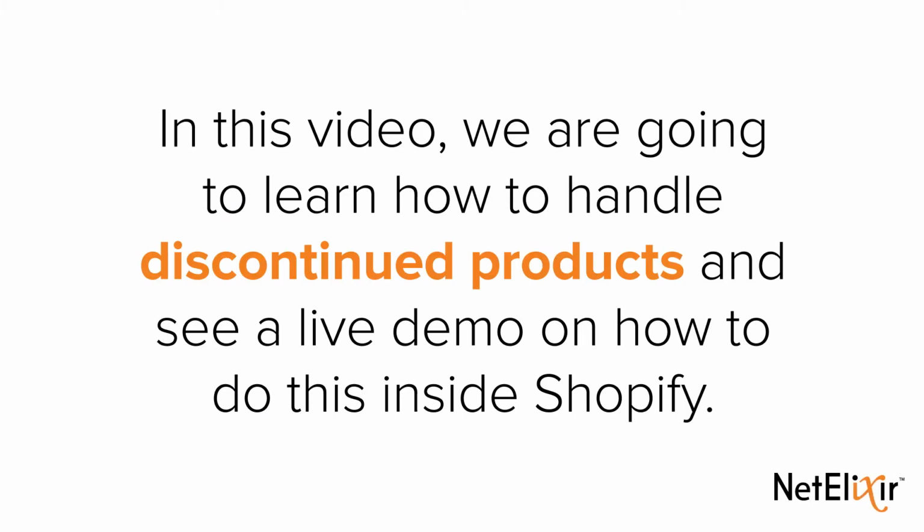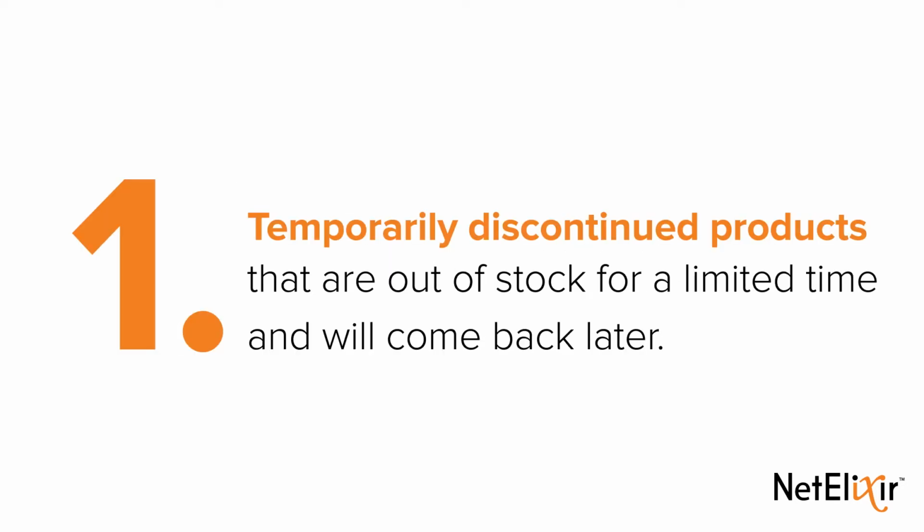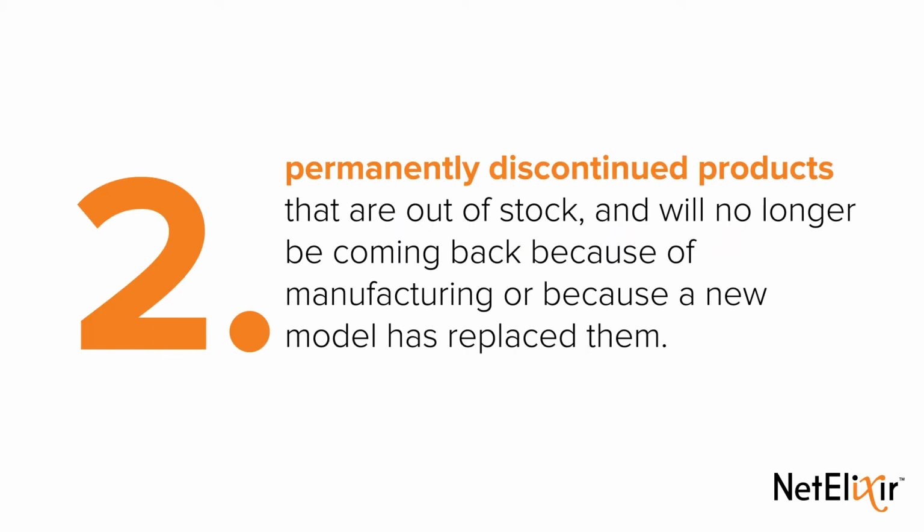In this video, we are going to learn how to handle discontinued products and see a live demonstration on how to do this inside of Shopify. First off, there are two types of discontinued products to keep in mind. Number one, there are temporarily discontinued products that are out of stock for a limited time and will come back later. Two, there are permanently discontinued products that are out of stock and will no longer be coming back because of manufacturing or because a new model has replaced them.